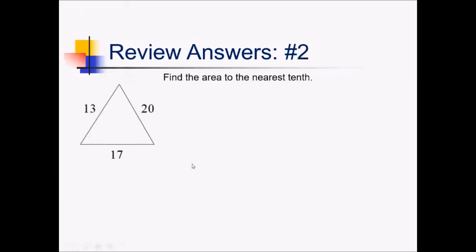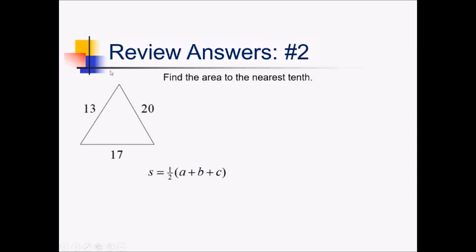On this problem, trying to find the area of a triangle where I have all three sides. So in this situation, I need to use Heron's formula. So there's two parts to this. The first part, we have to find S, the semi-perimeter, which is what it sounds like. You're basically taking half of the perimeter, half of all the sides added together.